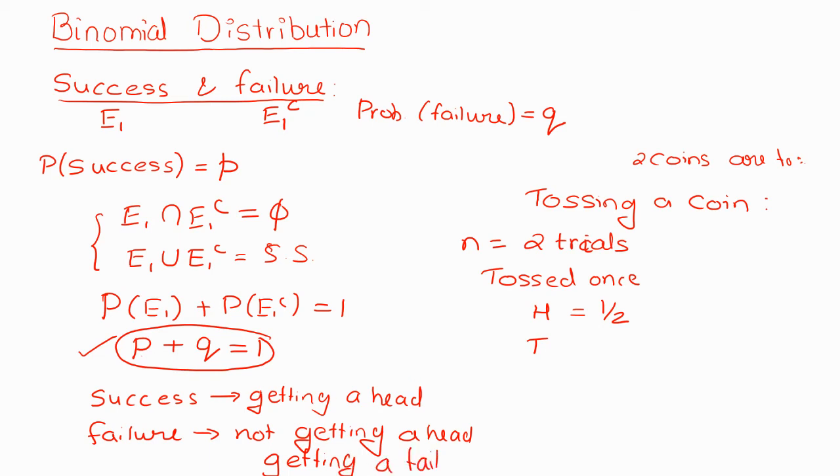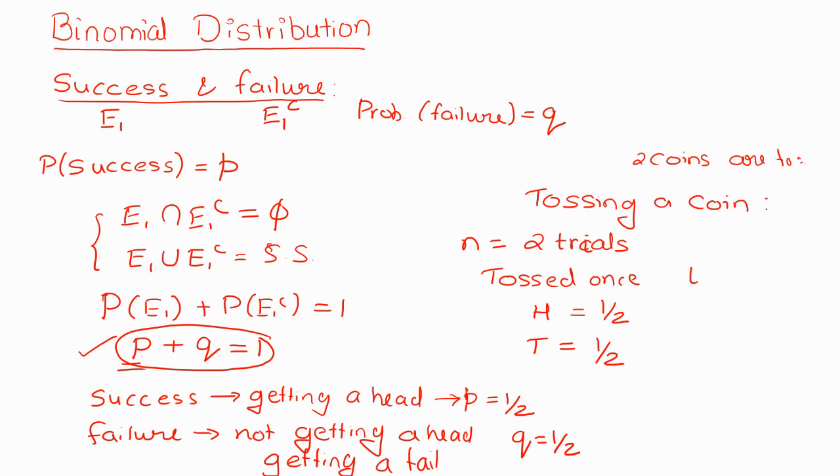Now what is the probability of this success, that is, the probability of getting a head? That is represented by small p, since it is a success. Remember. So what is the probability of that? It is half. And the probability of not getting a head, or getting a tail, is also half. That is, q is also half. The probability of failure is also half.